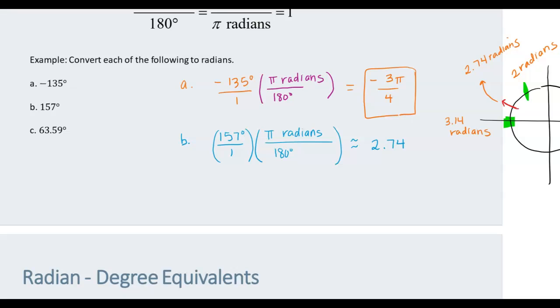For the last example on this page, we're looking at 63.59 degrees, and I'll multiply by pi radians over 180 degrees. Plug that into the calculator, and I'm getting about 1.11 radians. And that kind of makes sense because we saw that 1 radian was just under 60 degrees.